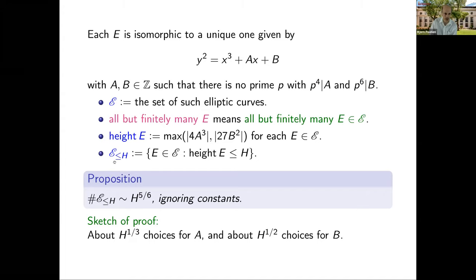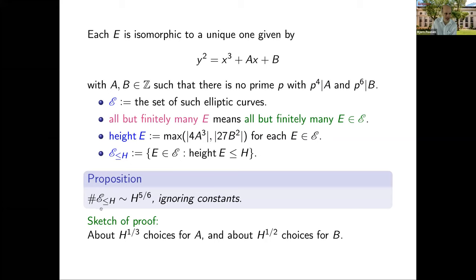So then, if you want to order these elliptic curves, you can order them by height. For any given value of h, you can look at all the elliptic curves of height less than or equal to that. That will be a finite set, because once you bound h, you're giving an upper bound on these integers a and b. And you can actually count how finite it is.